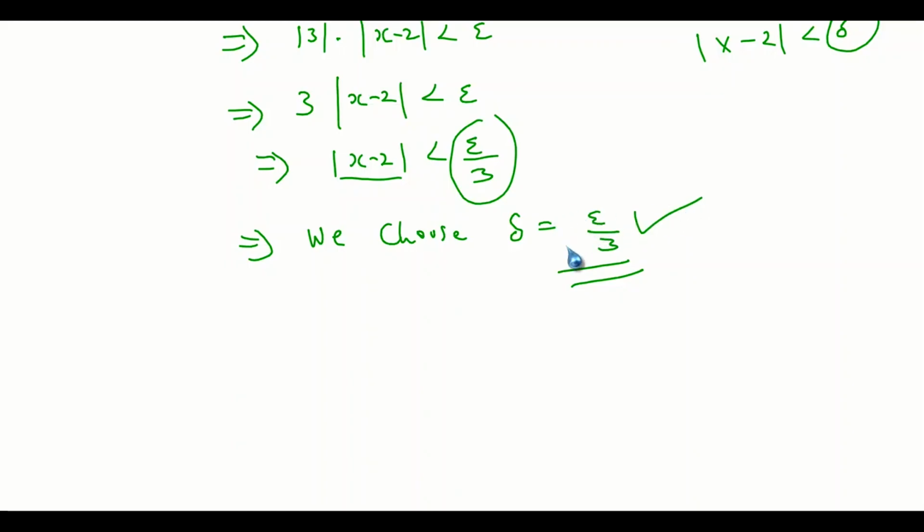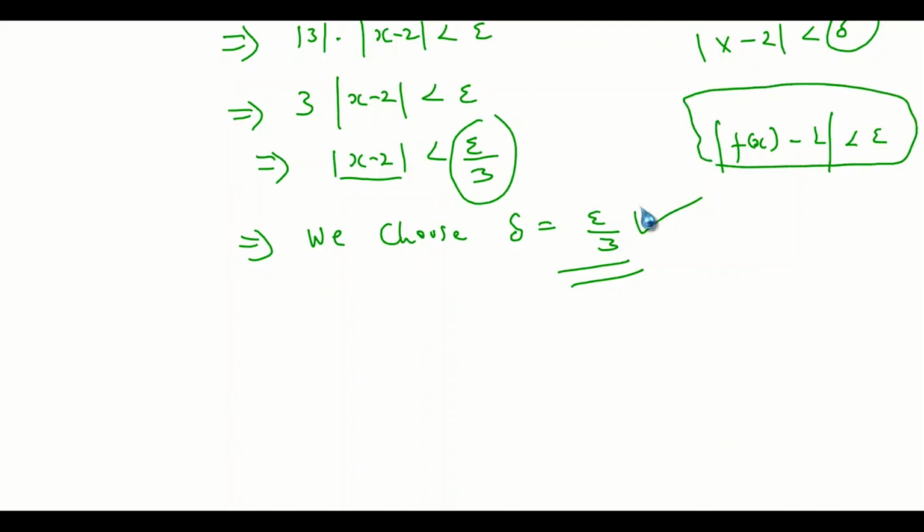Because once you get the value of delta, it follows that the absolute value of f of x minus the limit must be less than epsilon. So that is what you want to prove. Okay, so once you get the value of this, it tells us that this one is true. So let me show you the graphical representation.